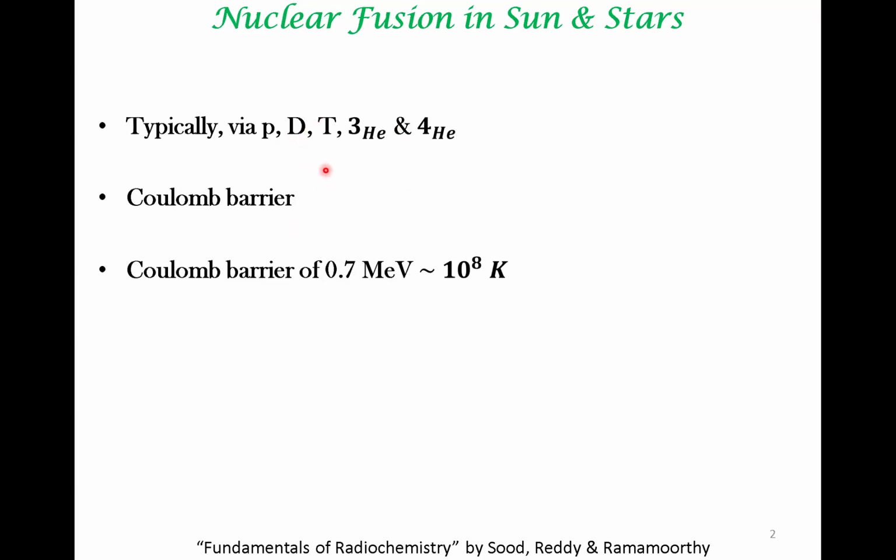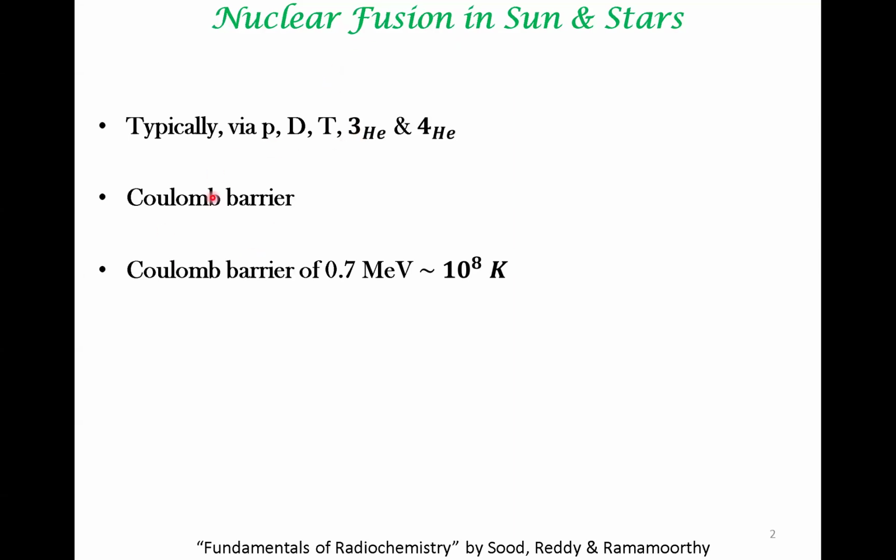For example, the Coulomb barrier is of the order of 0.7 MeV, which corresponds to a very high temperature. To overcome this Coulomb barrier, you need to have very high temperature. Remember, kT is 26 milli electron volts. So to overcome this energy scale, the temperature needed is very high. So it occurs only in stars and the sun, and so on.